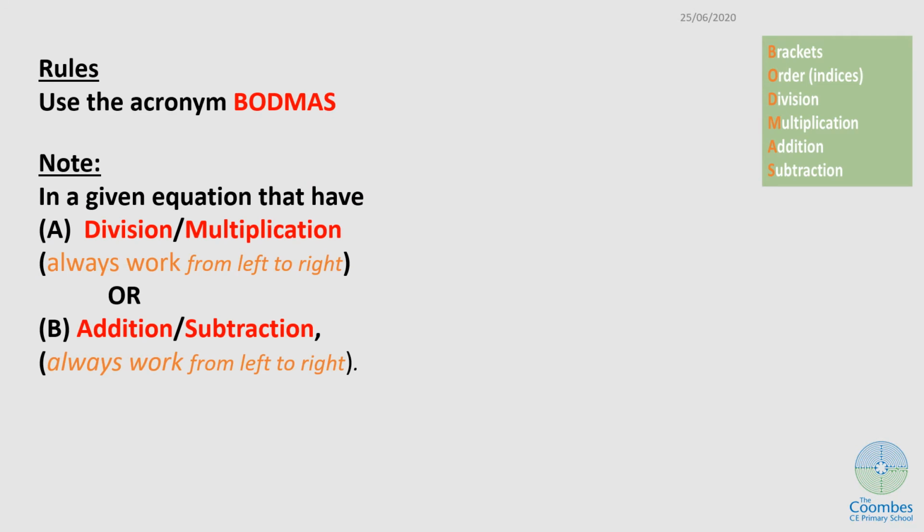Apart from the acronym BODMAS, there are some other rules that I need to let you be aware of. Now, when you have an equation where you have division and multiplication in it, you always work from left to right. Or if you have addition and subtraction in it, always work from left to right. That's a rule added to BODMAS.